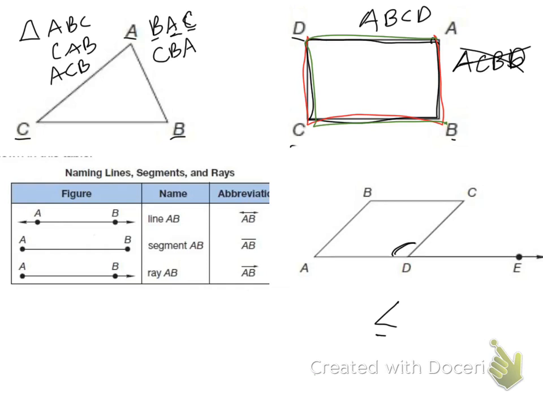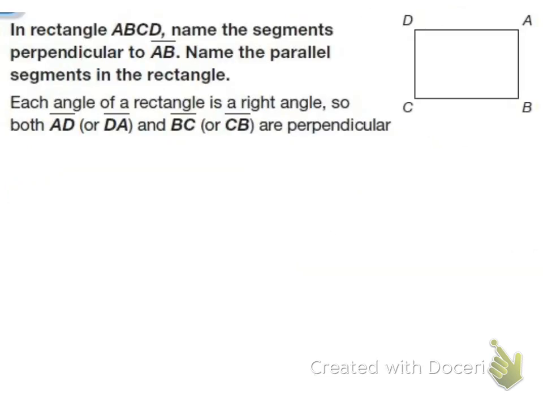And so we use this symbol to tell us it's an angle. And then we use 3 letters, and the vertex has to be the second letter. So for example, I could call this angle here angle ADC, or I could call it angle CDA. But D has to be the middle letter. Okay? All right.